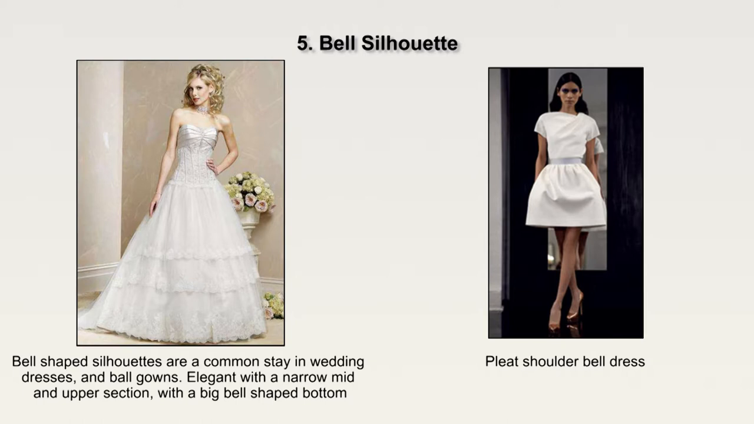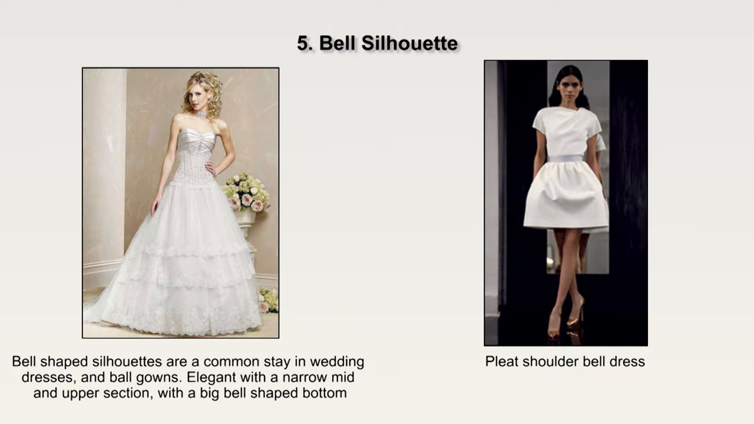As mentioned earlier, bell-shaped silhouettes are a common stay in wedding dresses and ball gowns. Have a look at this dress, which is elegant with a narrow mid and upper section with a big bell-shaped bottom. On the right is an outfit from designer Victoria Beckham. It is a pleated shoulder bell dress.